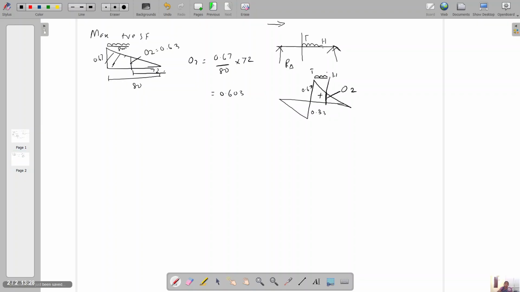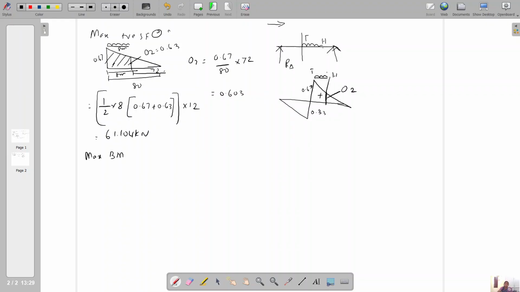0.603. So you have to consider the area under ILD. The span here is 8 meter. So half into 8 into 0.67 plus 0.603 into the load intensity 12, which is 61.104 kilonewton. That's all. Next one, maximum bending moment. This is also at 80 meter from B.